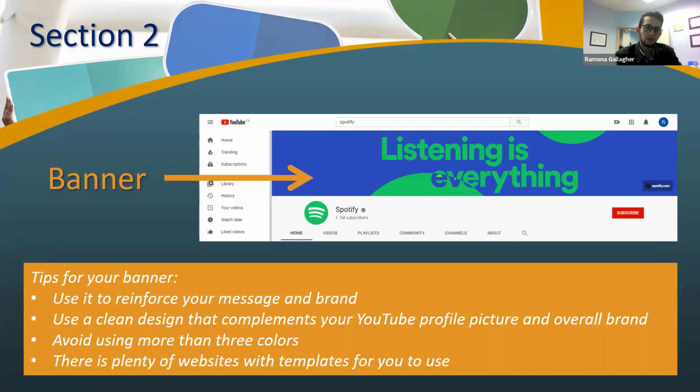Now, before I can explain further this section, I want you to know that a banner is an image that goes in the background of your channel. So as you can see in this example from the app Spotify, their banner is the section that says listening is everything in the green and blue colors.